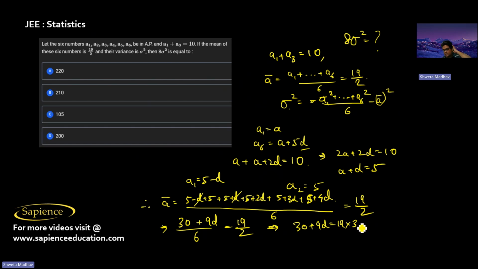Now 3 I can take as common and I can cancel out. So this will be 10 plus 3D is equal to 19. So 3D is equal to 9. So D is equal to 3.